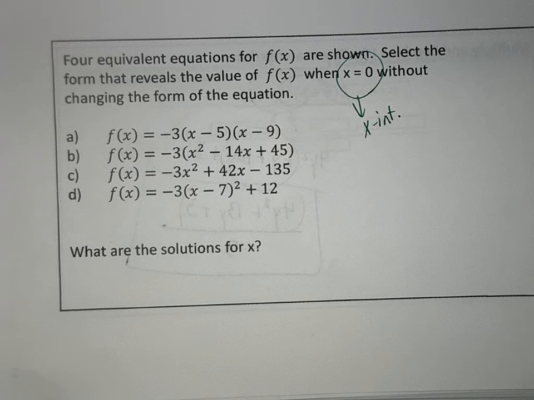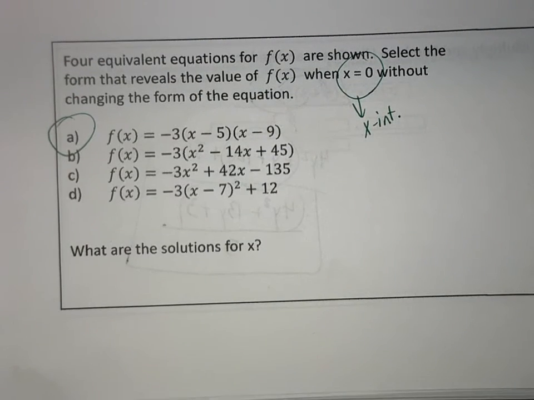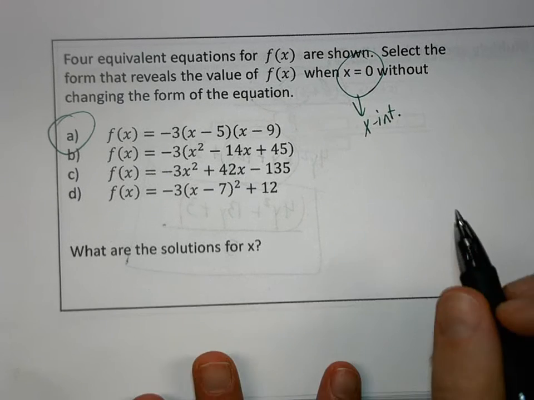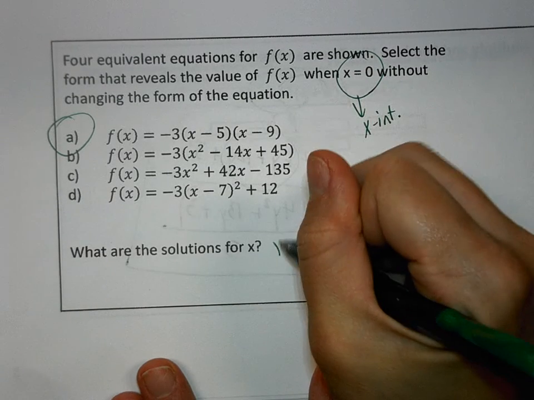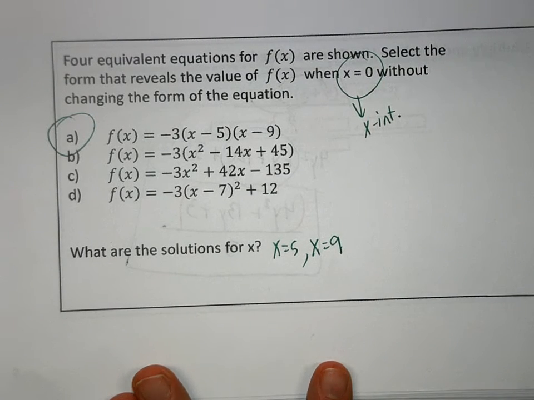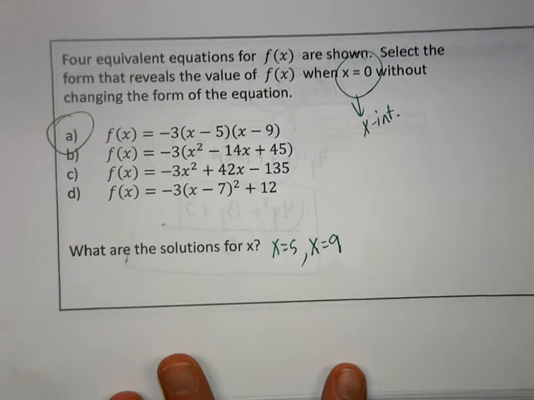You would want to find the ones where it's factored, where you could easily set each of the factors equal to 0 and then be able to plot them on the graph. So which one has it written that way? A. And then what would be the solutions for x on those equations? Very good. X would equal 5 and x would equal 9. Just out of curiosity, which one of these would tell you the vertex without changing the form?